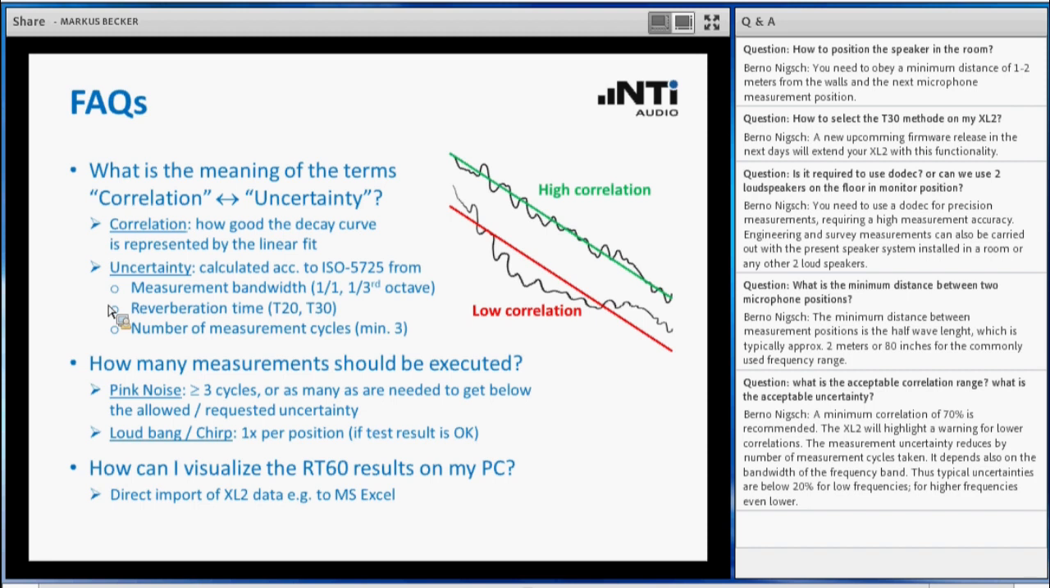And another question that we hear frequently is, how can we visualize the RT60 results that we have acquired on the XL2? And the answer is quite simple. This data will be logged on the instrument, will be saved on the SD card of the XL2, and from there you can very easily transfer it to your PC and visualize it there. I'm going to show that to you.